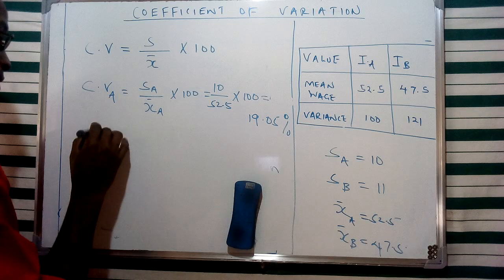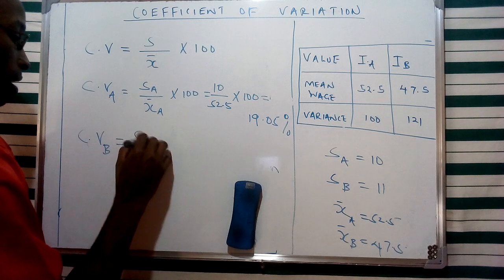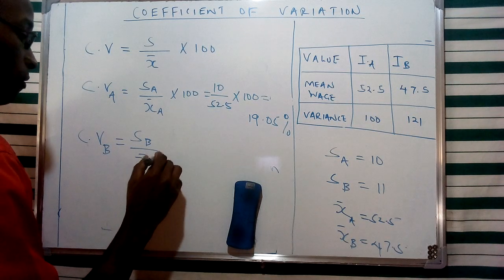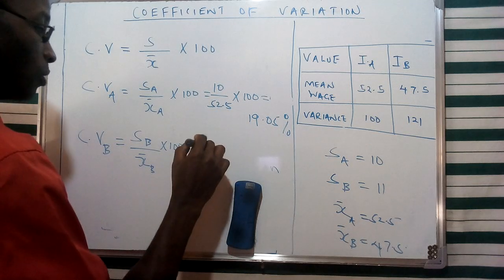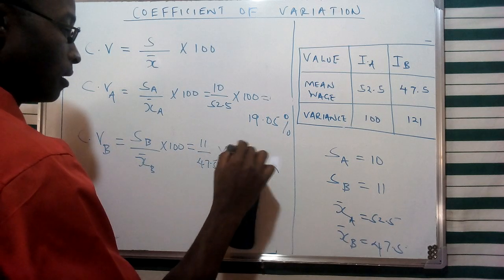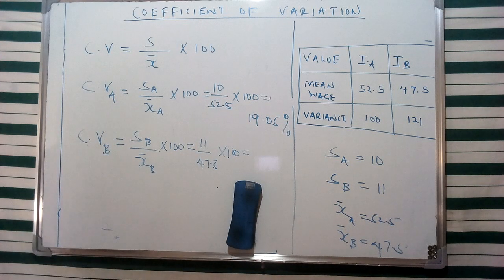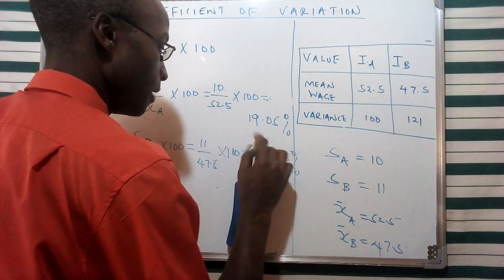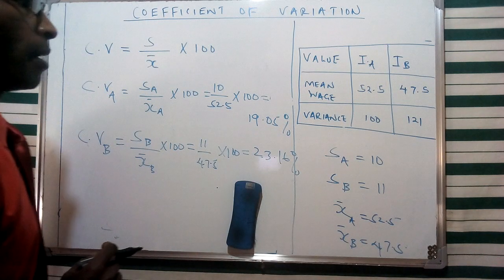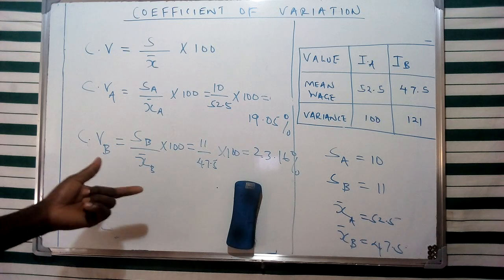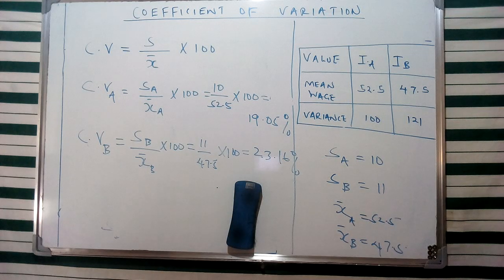We shall compute the coefficient of variation for industry B as the standard deviation of B divided by the mean wage of B times 100. This is 11 over 47.5 times 100, and this gives us the value of 23.16%. So this is going to assist us in computing the variability of the wages for the two industries, and it's essential for finding which industry has greater variability in terms of wages.